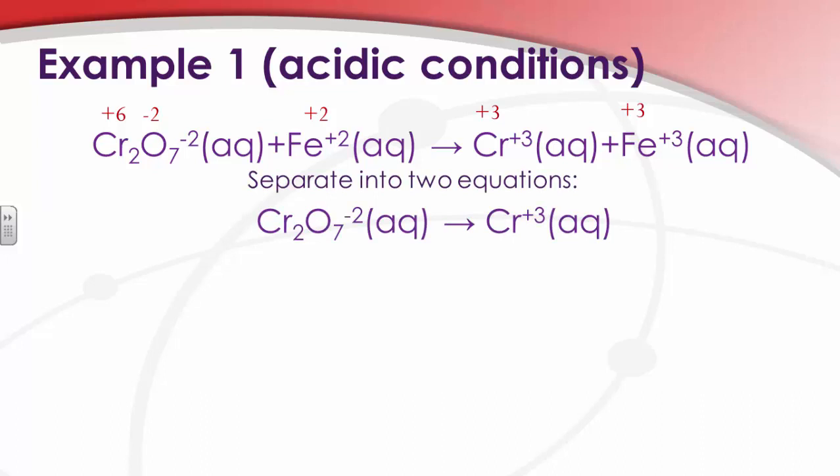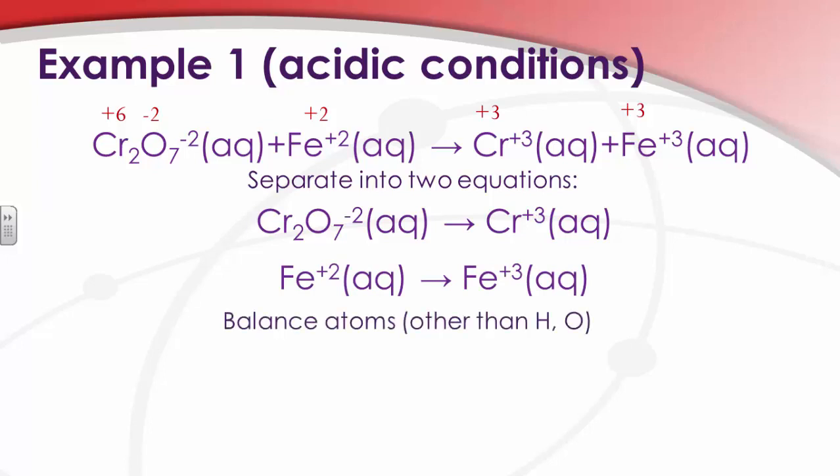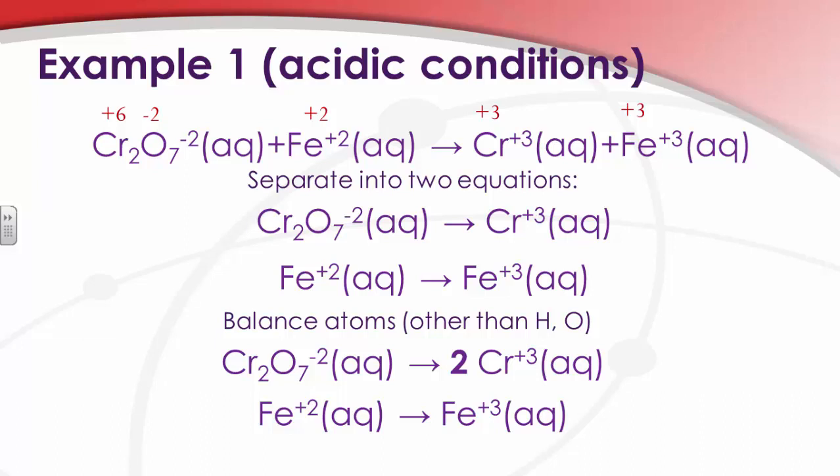Okay, not too tough. Then we want to separate it into two equations. So we have the one involving chromium and the one involving iron. And then we balance the atoms that are not hydrogen and oxygen. Pretty easy in this case. We just need to add a 2 to the right-hand side of the chromium equation. Iron is already balanced in terms of atoms. Notice not in terms of charge.